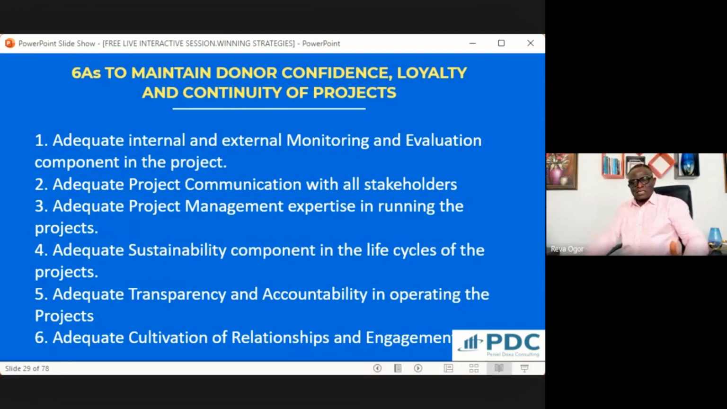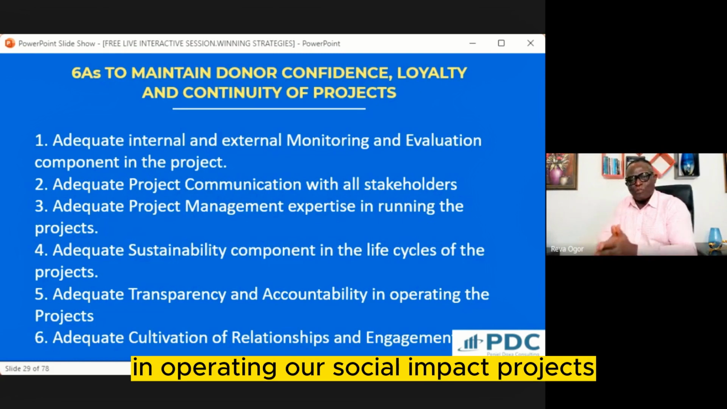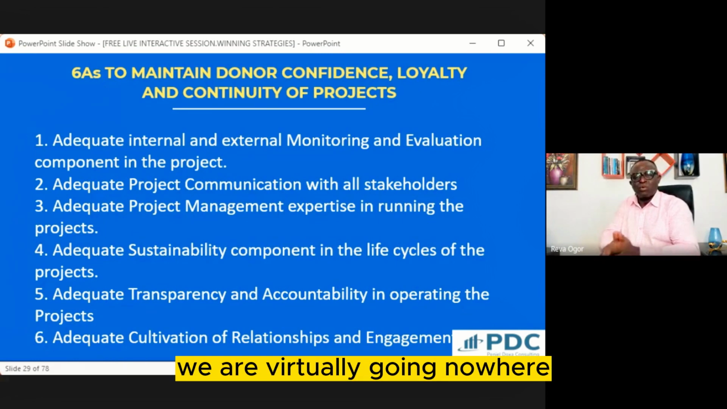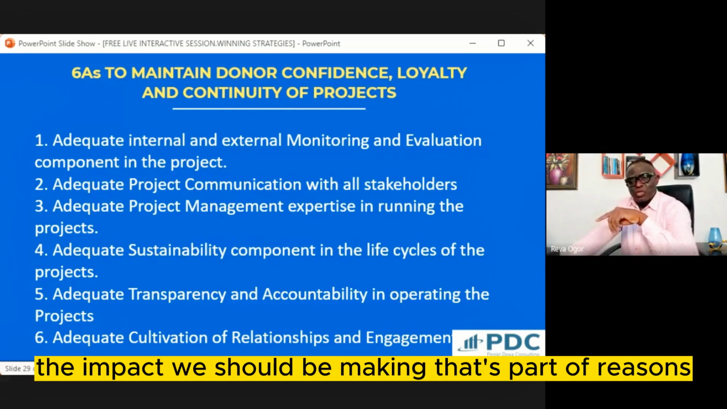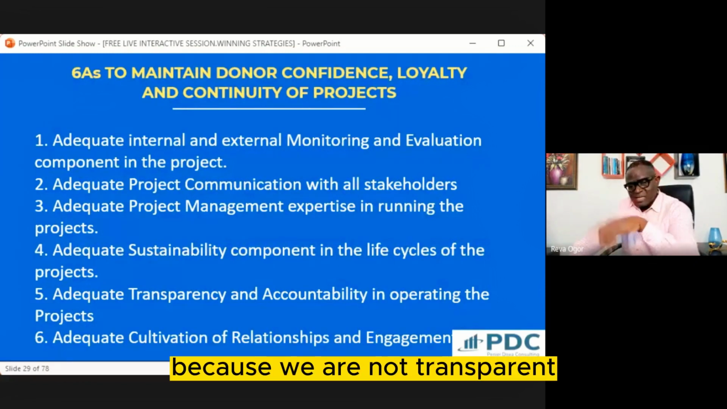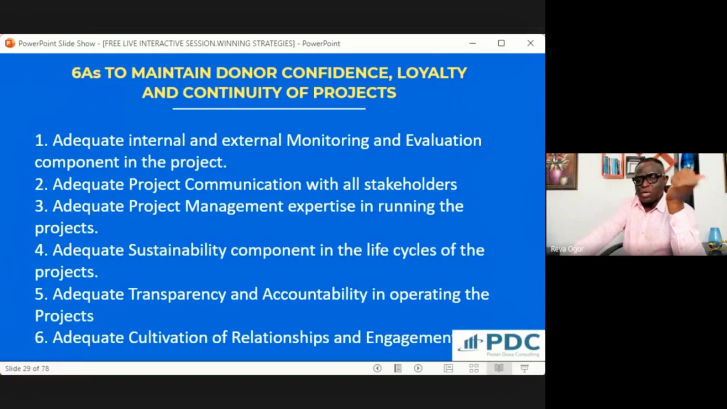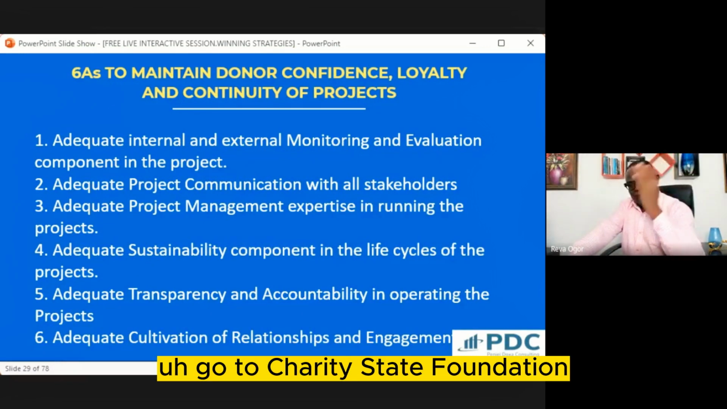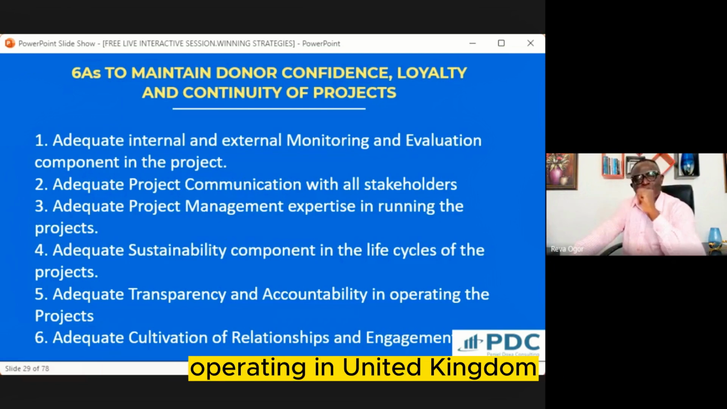But I tell you this: if our countries do not have this level of transparency and accountability in operating our social impact projects, we are virtually going nowhere. And that is part of the reasons why we are not making the impact we should be making. That's part of the reasons why we are not getting the funding we should get. Because we are not transparent, we're not accountable. Go to the Charities Commission website of the UK, go to Charities Aid Foundation, you will see the accounts of every registered non-profit, non-governmental organization operating in the United Kingdom.